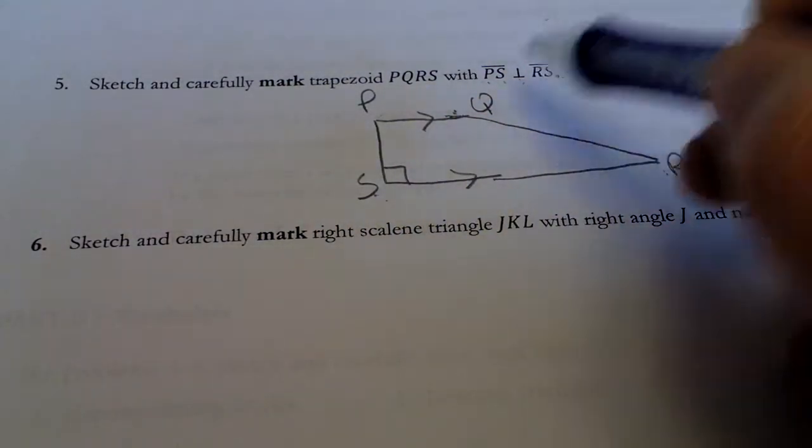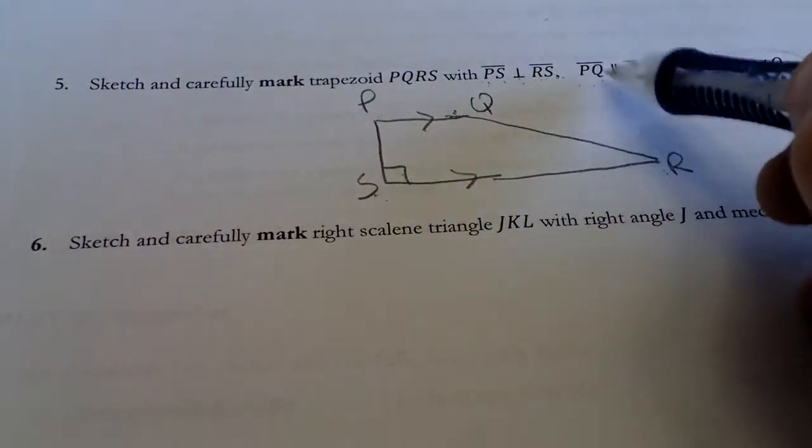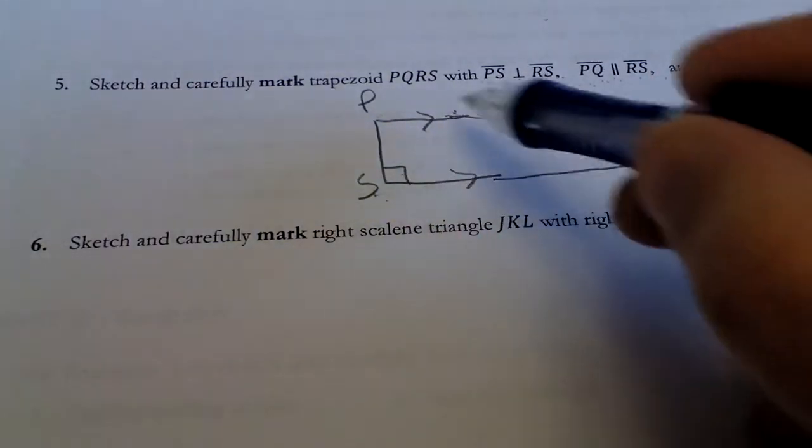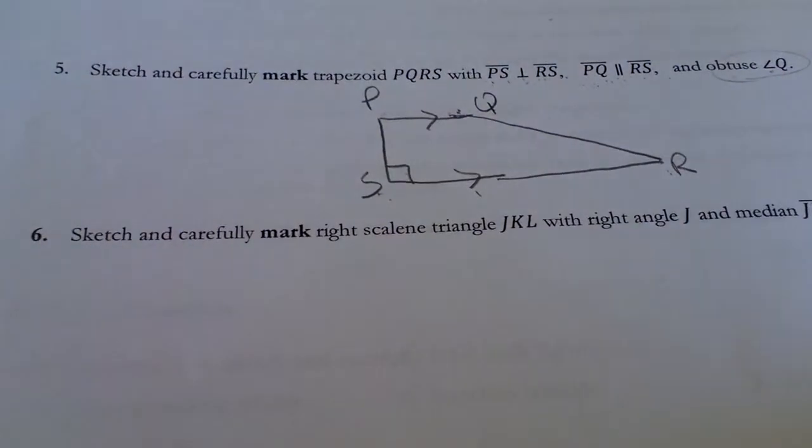So let's check. PS perpendicular to RS, yes, right angle symbol. PQ parallel to RS, yes, parallel line symbol. Obtuse angle Q, yes, that's it. That's what you needed to do.